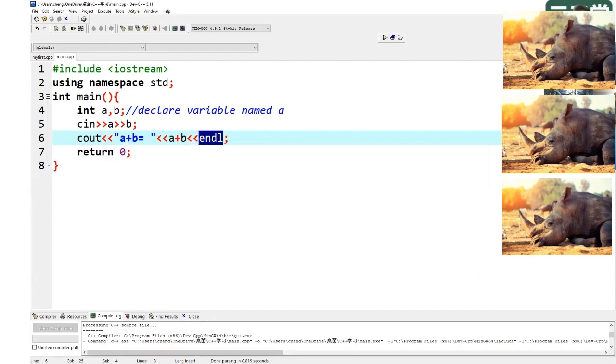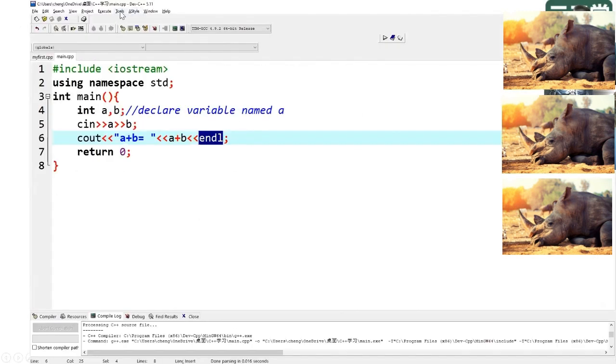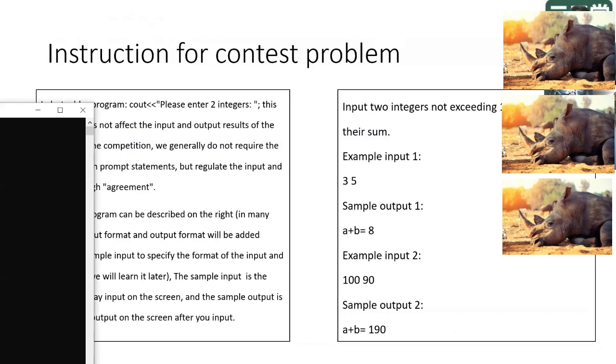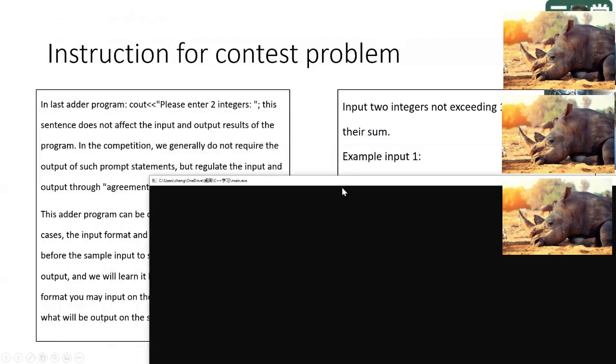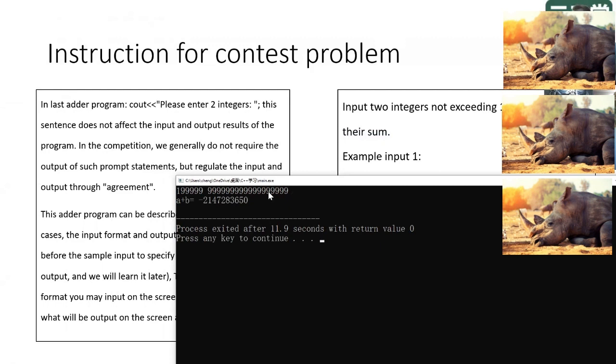So what is here is another thing when I run this program: the two integers do not exceed 10,000. What's the meaning? The meaning is that when you run your program, do not do like this. You see, I want to add this and this, but the result is negative. It's not okay, right? It's not right, because this number is too huge.